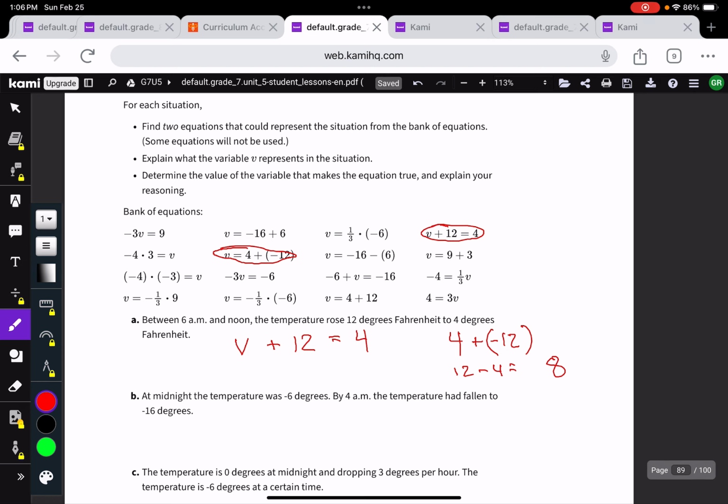And I keep the larger one's sign. The larger one is negative, so guess what? My answer is negative 8. Now it says explain. Well, we actually did the first dot here and the last one.